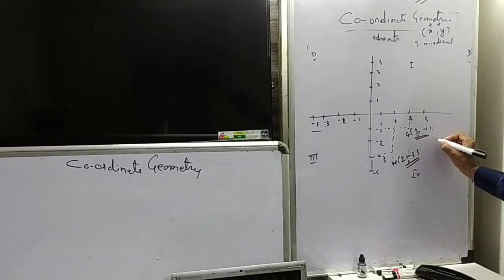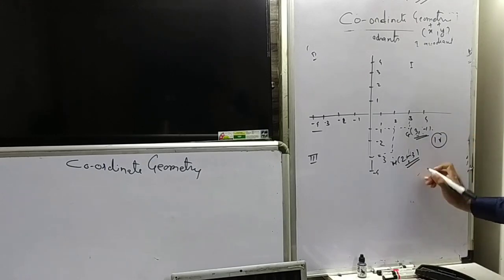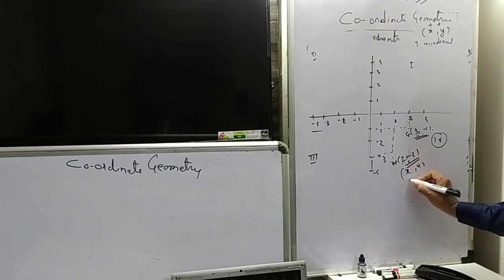So in the fourth quadrant, the x coordinate is positive and the y coordinate is negative.